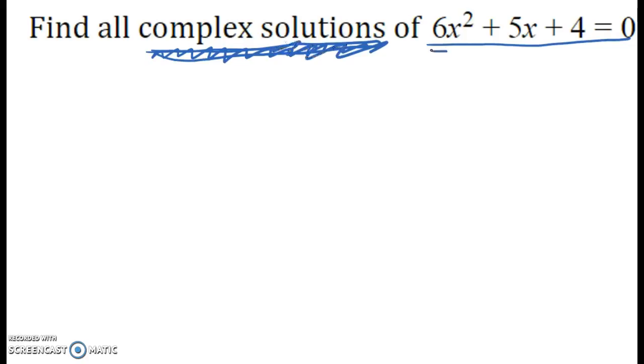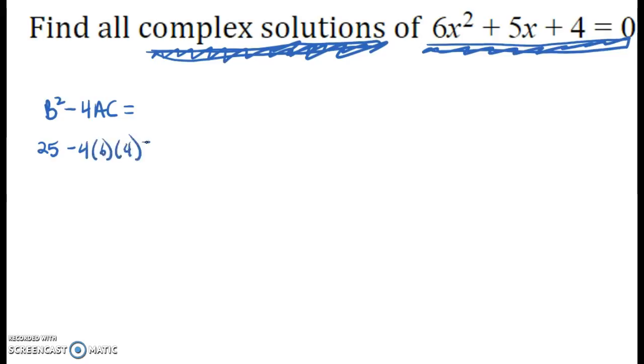Anytime I see a new quadratic, the first thing I try and do is factor it. That might be tough, so the next thing I do is check that discriminant. So let me just see what that value of b squared minus 4ac is. It's a good place to start regardless. So b squared is 25 minus 4 times a times c.